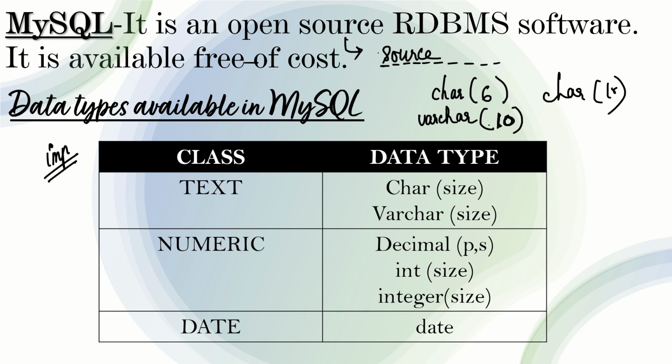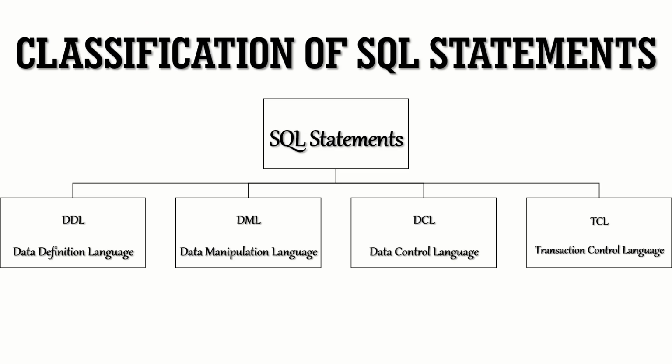Decimal, int and integer. I'll explain each of these when we do questions. Now for date, when we have a date to be written, the data type that must be used is date. And another, okay, I'll tell it in the coming slides.